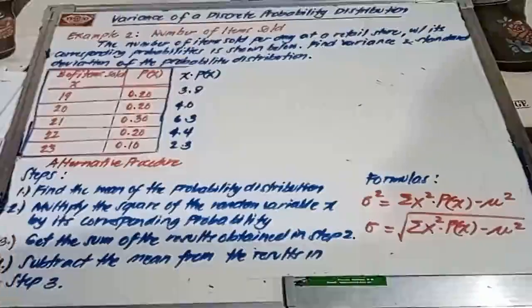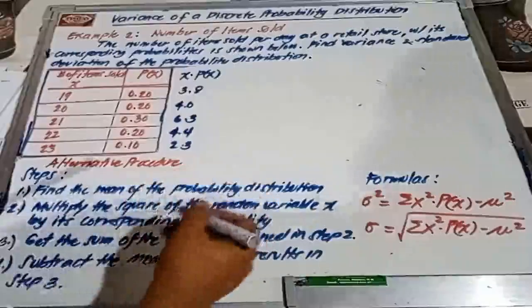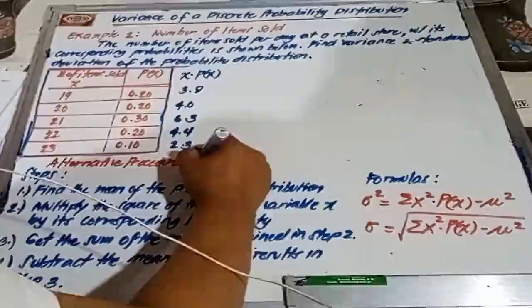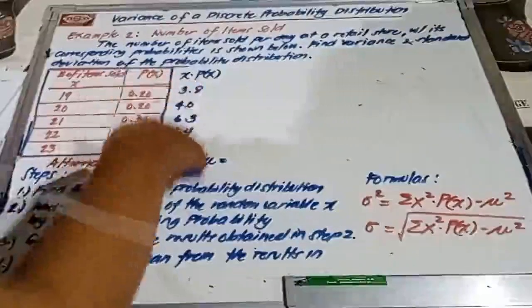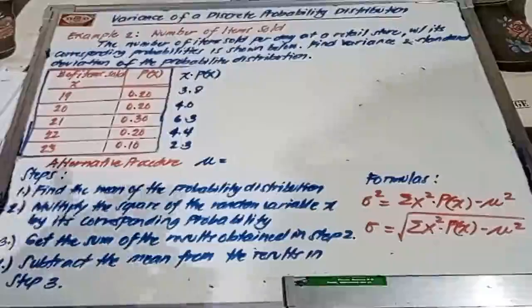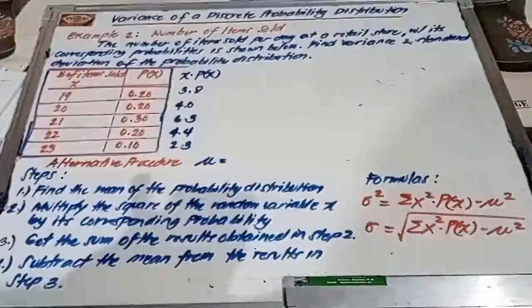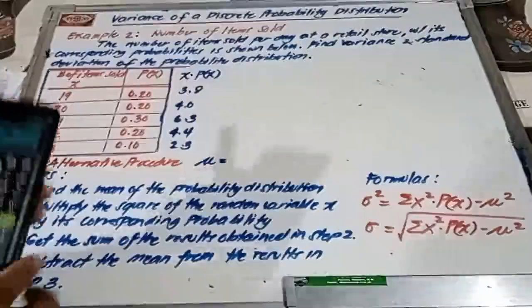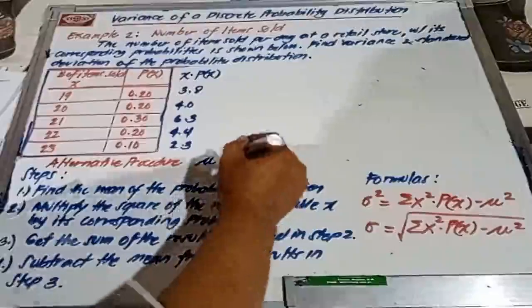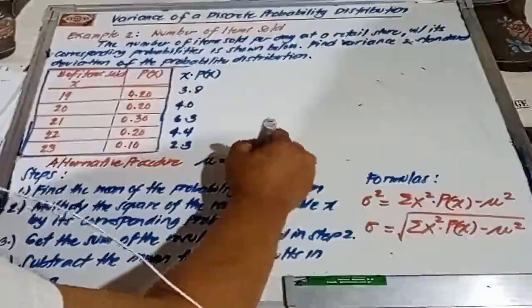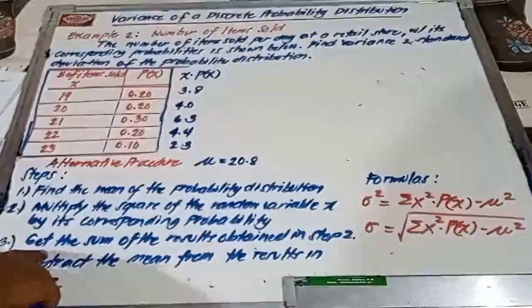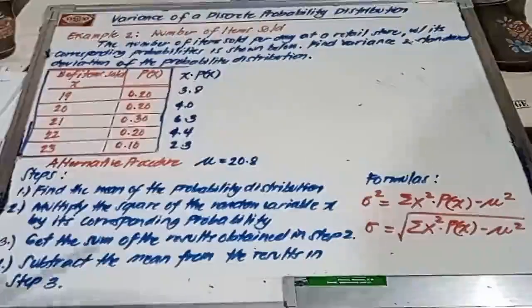And then, kunin na natin yung mean. So, ang mean natin, mu, sum nung mga values na yun. So, that will be equal to 3.8 plus 4 plus 6.3 plus 4.4 plus 2.3. We have 20.8. So, ang mu natin or mean is 20.8. Okay? And then, step number 2, multiply the square of the random variable x by its corresponding probability.